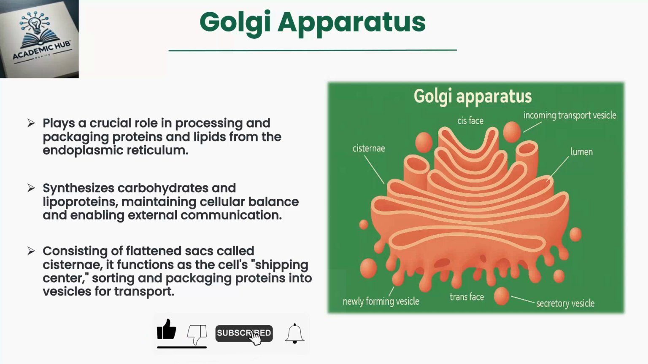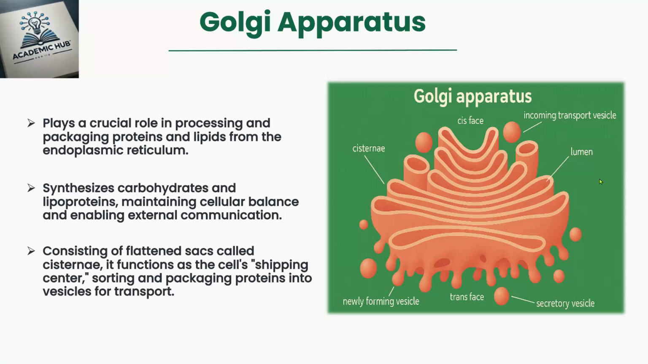Next is lipid and carbohydrate synthesis. The Golgi synthesizes glycolipids and lipoproteins, which are essential for the cell membrane and communication. It also produces polysaccharides, which are required for cell wall formation in plant cells. Next is sorting and packaging molecules. The Golgi apparatus sorts proteins and lipids into specialized vesicles that deliver them to their appropriate cellular or extracellular destinations.